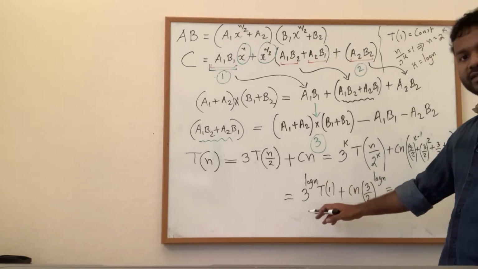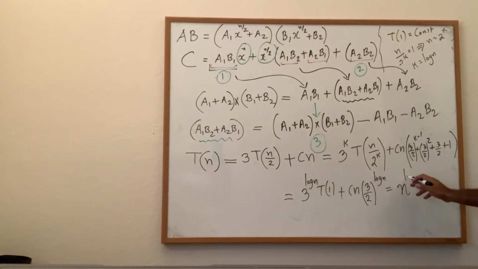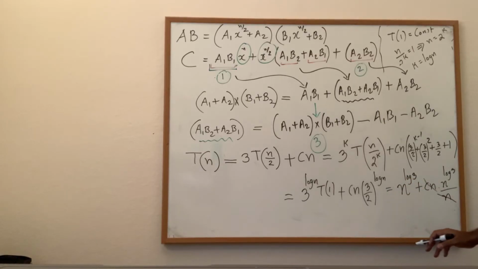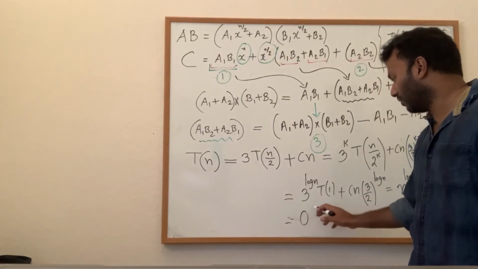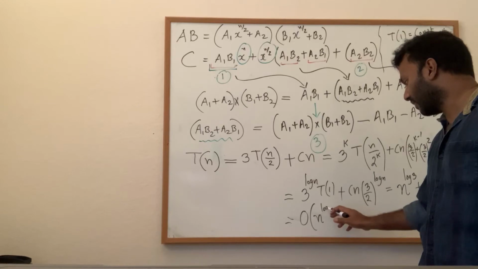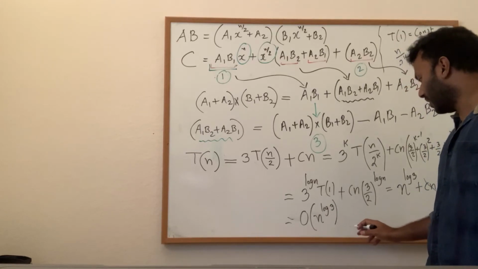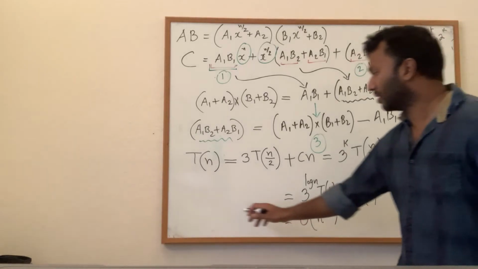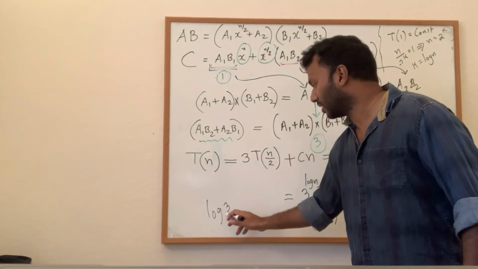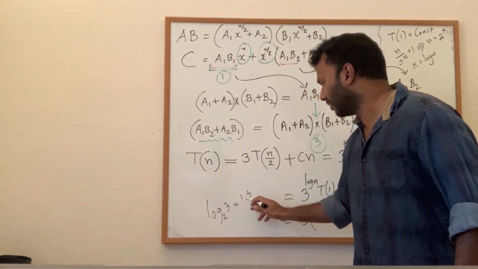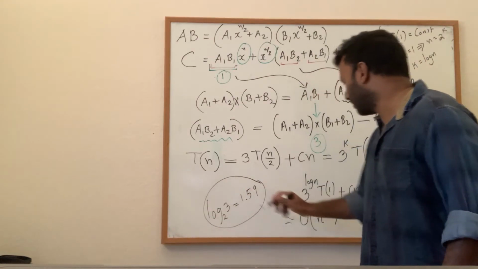3 to the log n is the same as n to the log 3, plus cn. 3 to the log n is the same as n to the log 3, and 2 to the log n is the same as n to the log 2, which is n. So this n and this n can be cancelled. So the whole thing is going to be big O of n to the log 3, where log 3 to the base 2 is roughly 1.559.